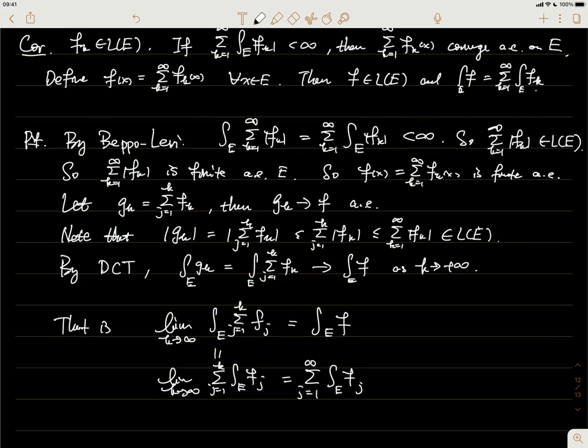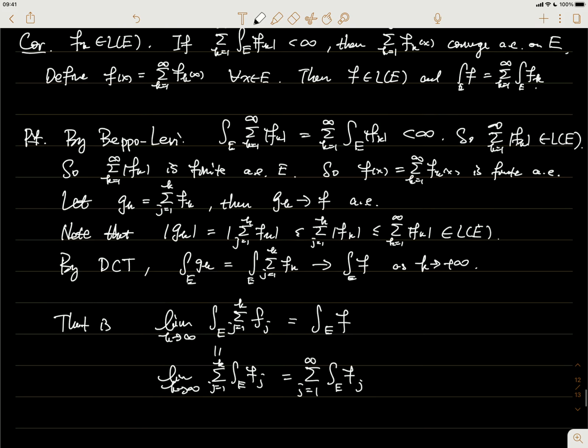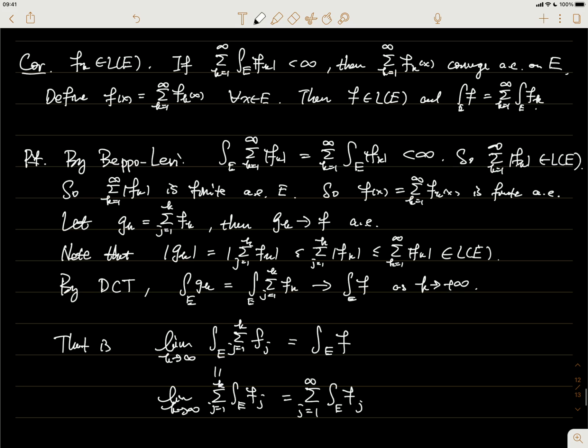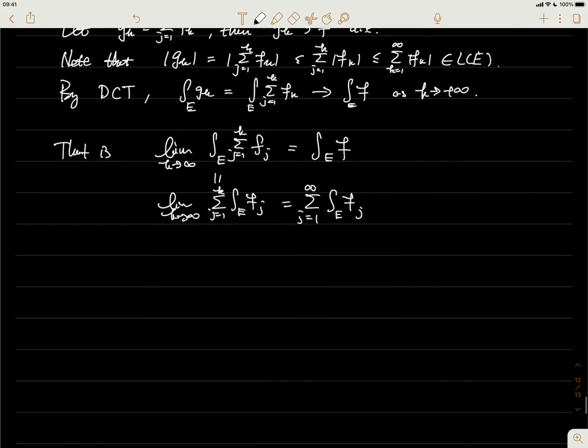Okay. So that's how we show that the limit of the partial sum of the integrals is actually equal to the integral of the sum. Okay.